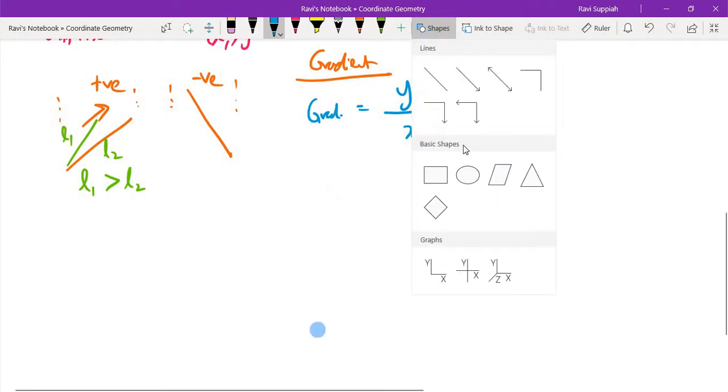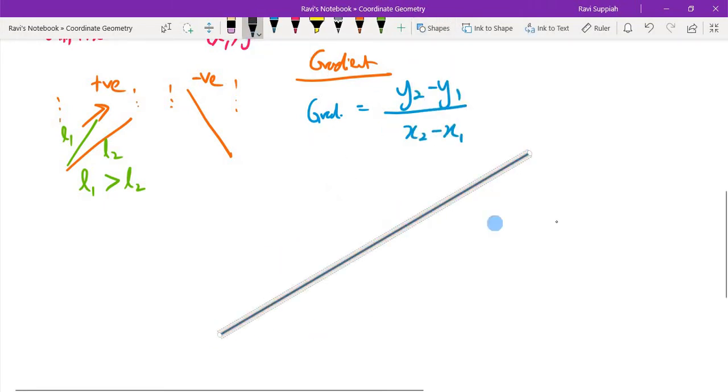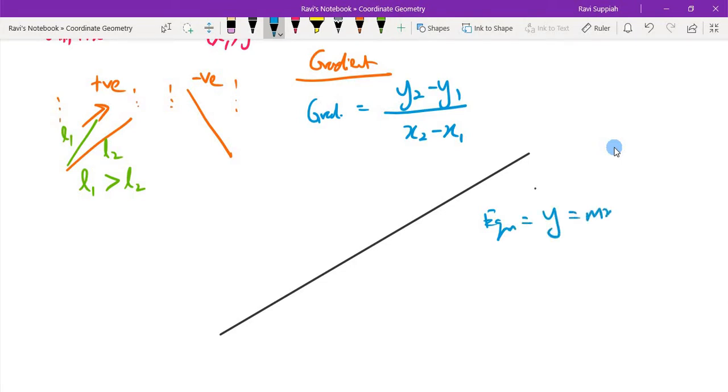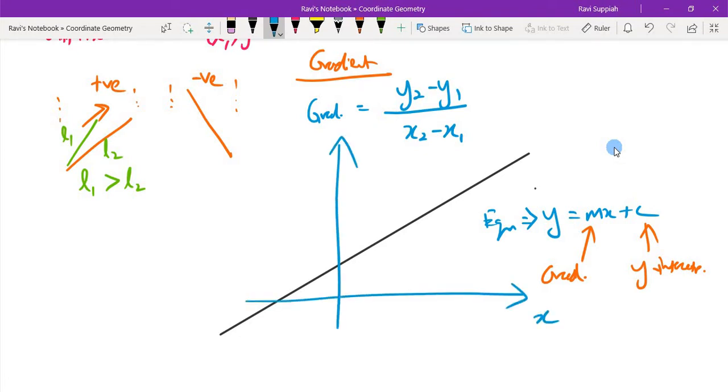So when you draw a straight line, the general equation of a straight line is given as y equals mx plus c. Now this m is the gradient and this c is called the y-intercept. Okay, so if I were to draw the x-axis here, just a rough one, if I say this is the x-axis and this is the y-axis, then you can say that the y-intercept is here, (0, c). So this c is the y-intercept.